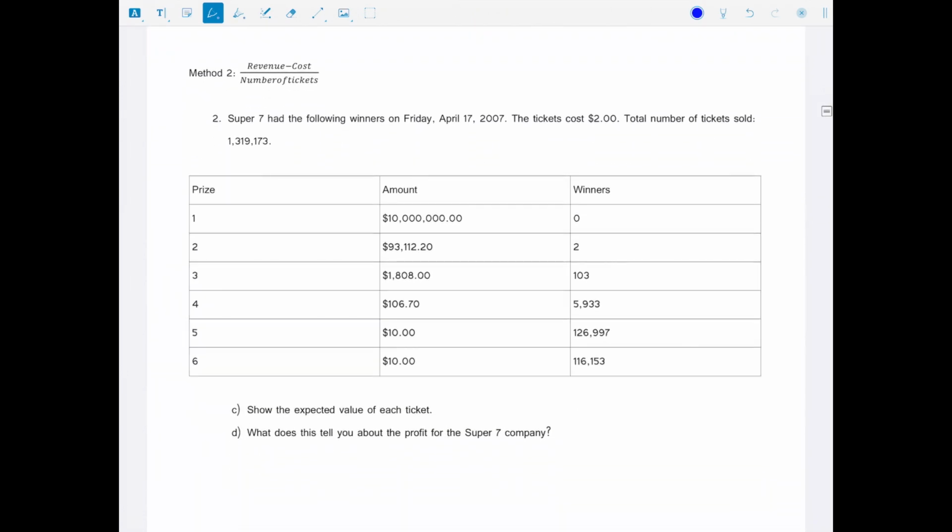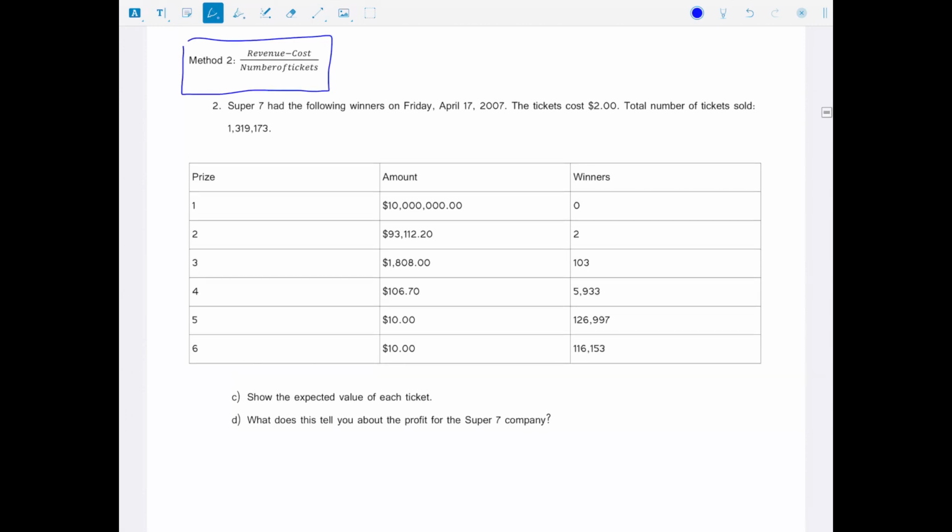Okay, let's look at another example. Here we're going to look at lottery tickets. So the Super 7 has the following winners on Friday, April 17, 2007. This is real. The tickets cost $2, and the total number of tickets sold were 1,319,173. So what we're going to do is find out the expected value using this formula right here.